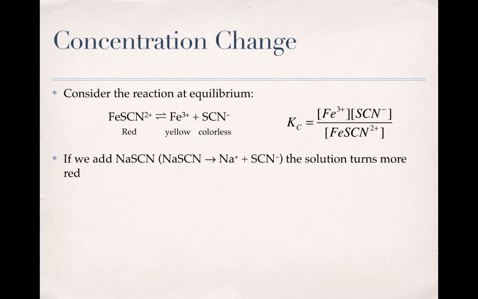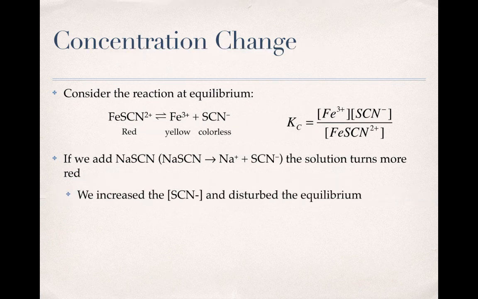Now let's say that we've got this mixture at equilibrium and we add some sodium thiocyanate. Now sodium thiocyanate is a salt. It's going to be a soluble salt since it's a sodium salt and will readily dissolve in water. And when it dissolves in water, we add, in essence, some thiocyanate ion there. And what we find is that this solution turns more red than it was before. Well, why was that?